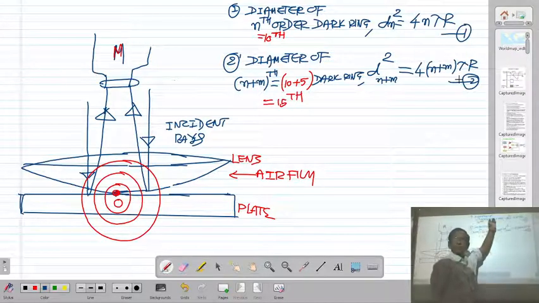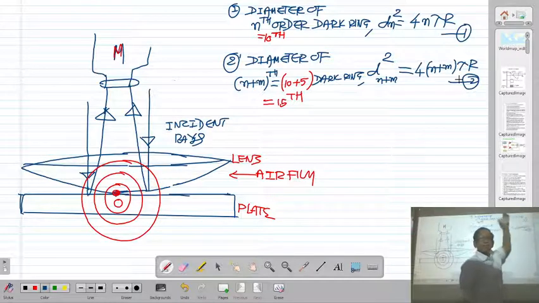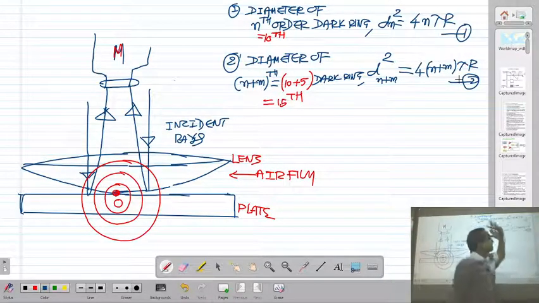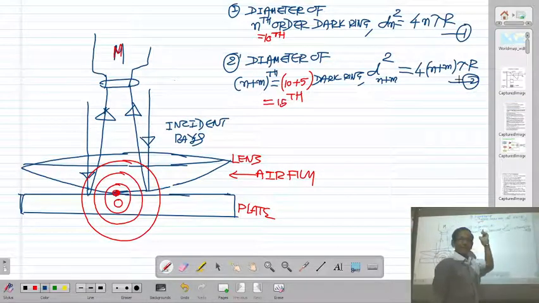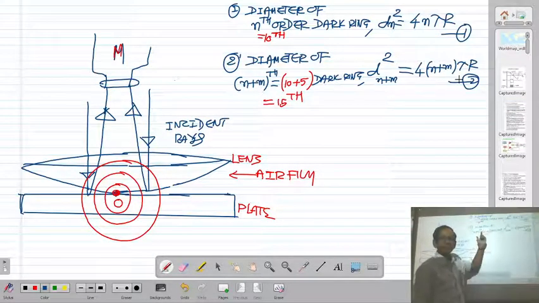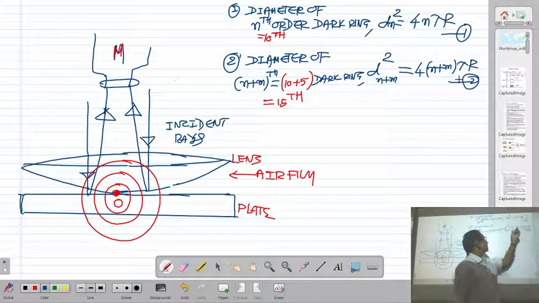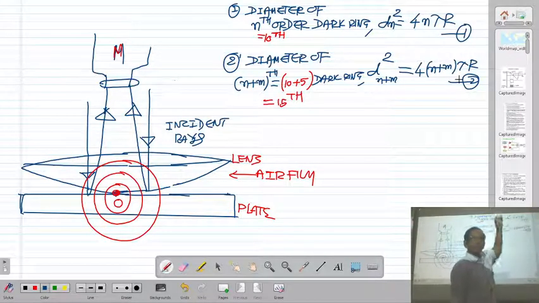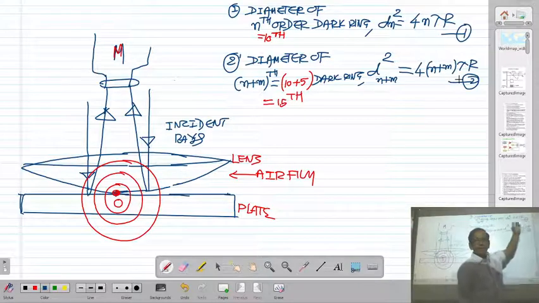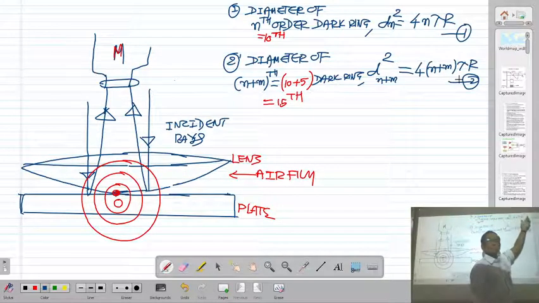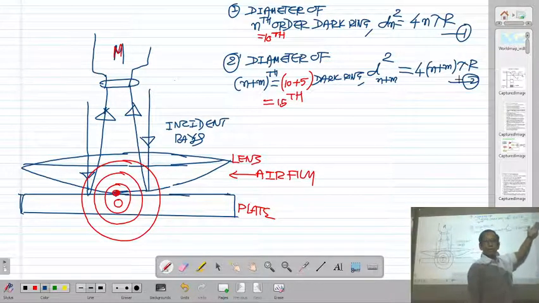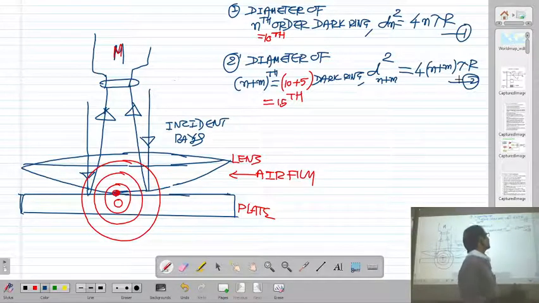So the diameter of the nth order dark ring, suppose n is the 10th dark ring: small Dn square is 4n lambda r, where n is 10. And the diameter of n plus m, suppose I take m as 5, then the 15th dark ring: D n plus m square is 4 times n plus m lambda r. So we have two equations.